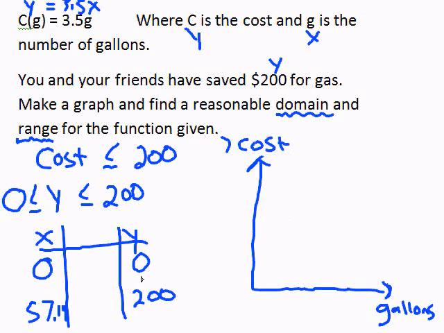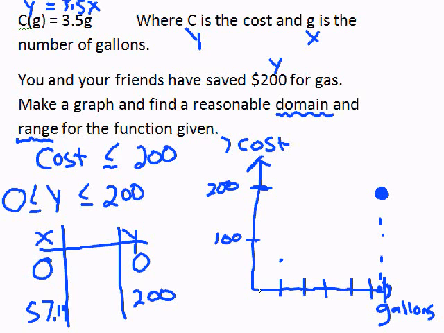Our y values go from 0 to 200. So I'm going to make a mark for 200 here, and make a halfway mark for $100, and that should be sufficient for this graph. What about number of gallons? We're going to go all the way up to 57.14, so I'm going to count by tens: 10, 20, 30, 40, 50, and 60. So 57.14 is right about here, so we're going to go up to 200 and draw a point.